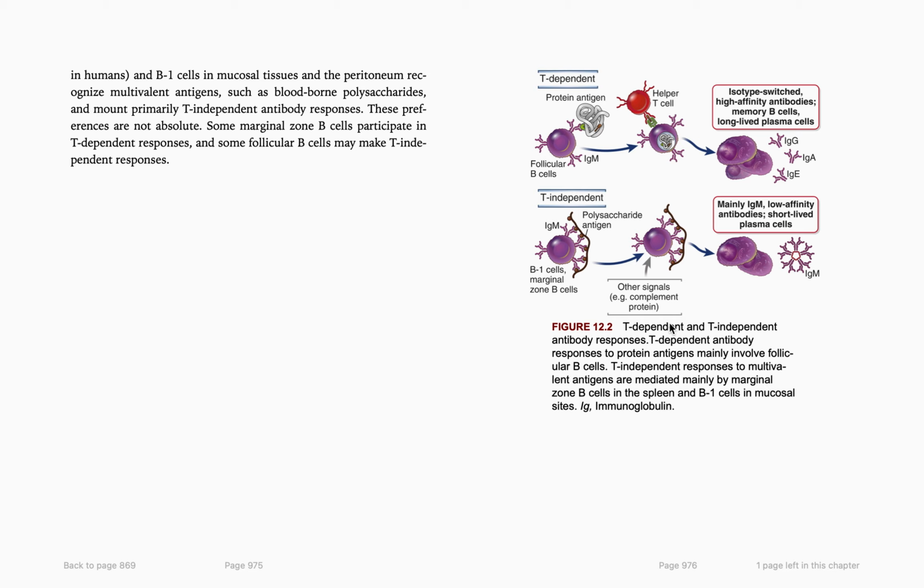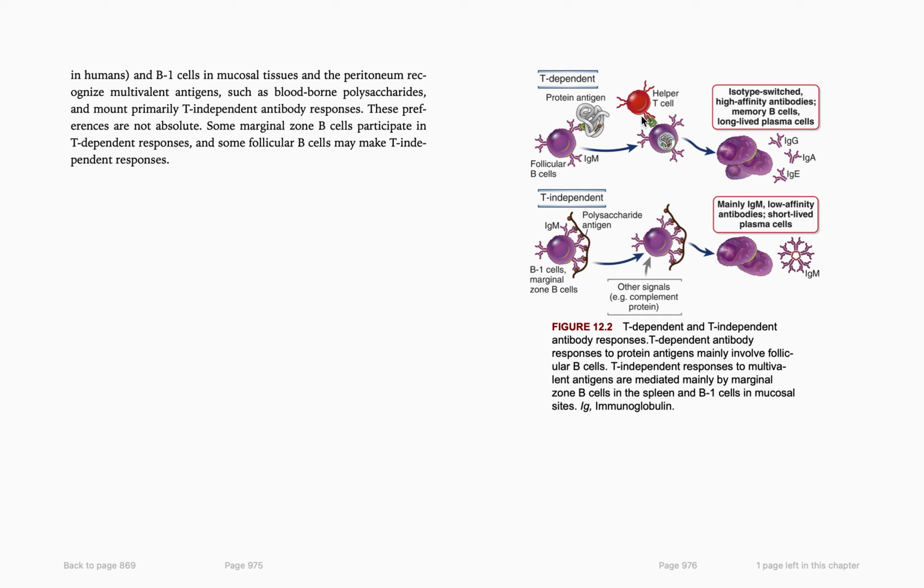These preferences are not absolute. Some marginal zone B cells participate in T-dependent responses, and some follicular B cells may make T-independent responses. So here we have another figure, which shows the T-dependent and T-independent antibody responses. T-dependent antibody response to protein antigen mainly involves follicular B cells. T-independent responses to multivalent antigen are mediated mainly by marginal zone B cells in the spleen and B1 cells in mucosal sites, with IgM immunoglobulin. So we have T-dependent protein antigens, follicular cells.